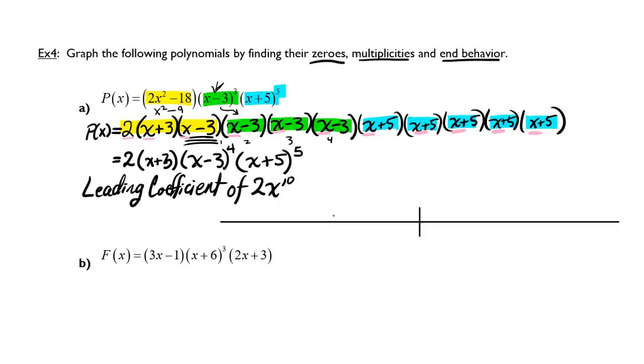So now I can sketch the graph of this. I can determine what my end behavior is, and I'll sketch that first. I know it's leaving from the top left and the top right. I can identify my roots because I know that I will have a root at -3, at +3, and at -5.